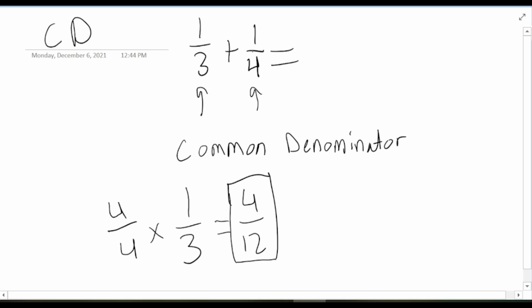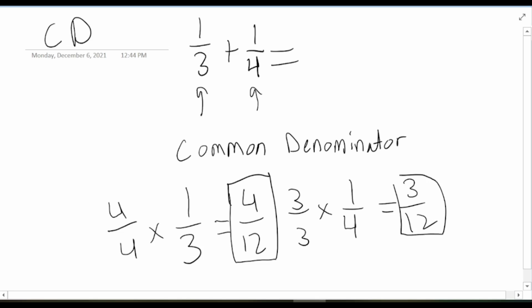So we're going to multiply this 1/4 by the other denominator, 3. So we're going to write 1/4, and let me just fix that, 1/4. And we're going to multiply this by 3, and remember, what we do to the bottom, we do to the top. So now we multiply across. 3 times 1 is 3, and 3 times 4 is 12.